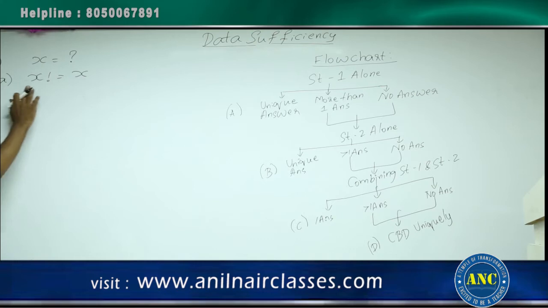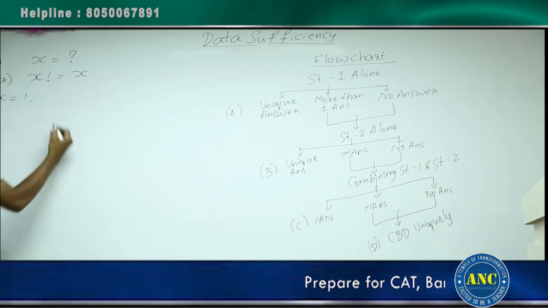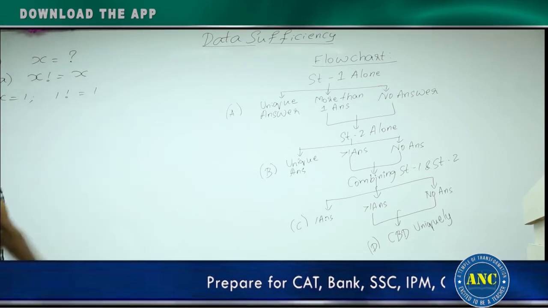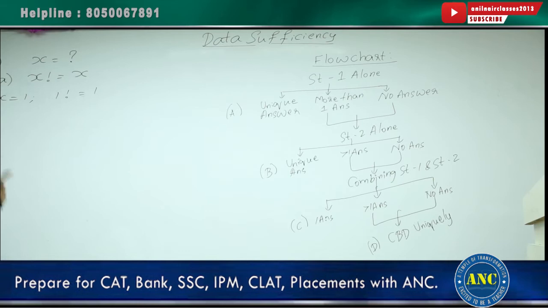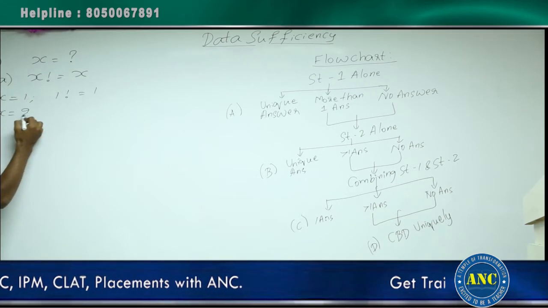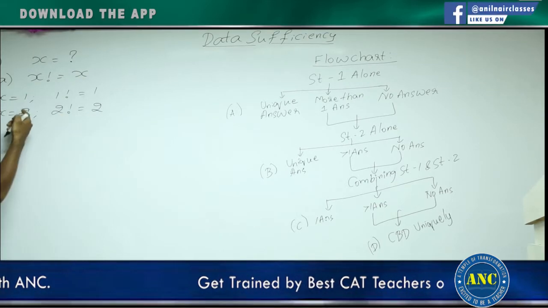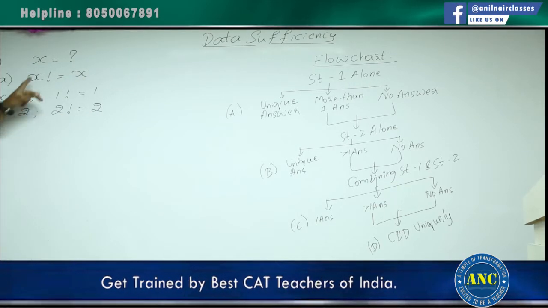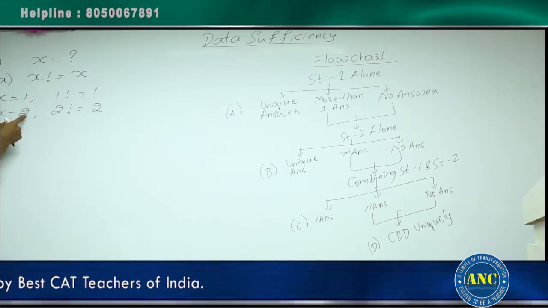x factorial is equal to x. If I take x equal to 1, 1 factorial is equal to 1, so x equal to 1 is satisfying the condition. Is there any other value which satisfies it? x equal to 2, 2 factorial is also equal to 2. These two values are satisfying the condition. Substitute them in the main question. What is the value of x? x is equal to 1, x is equal to 2.